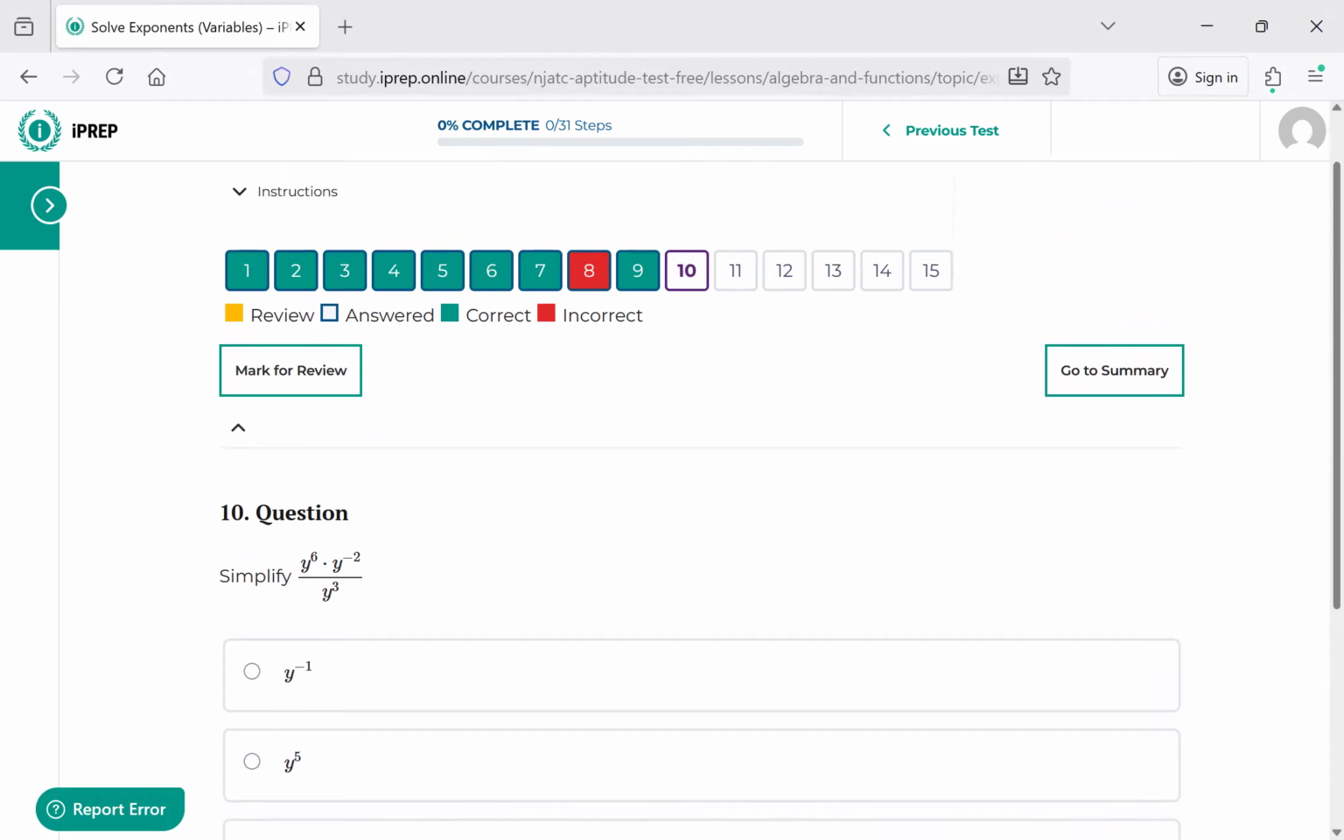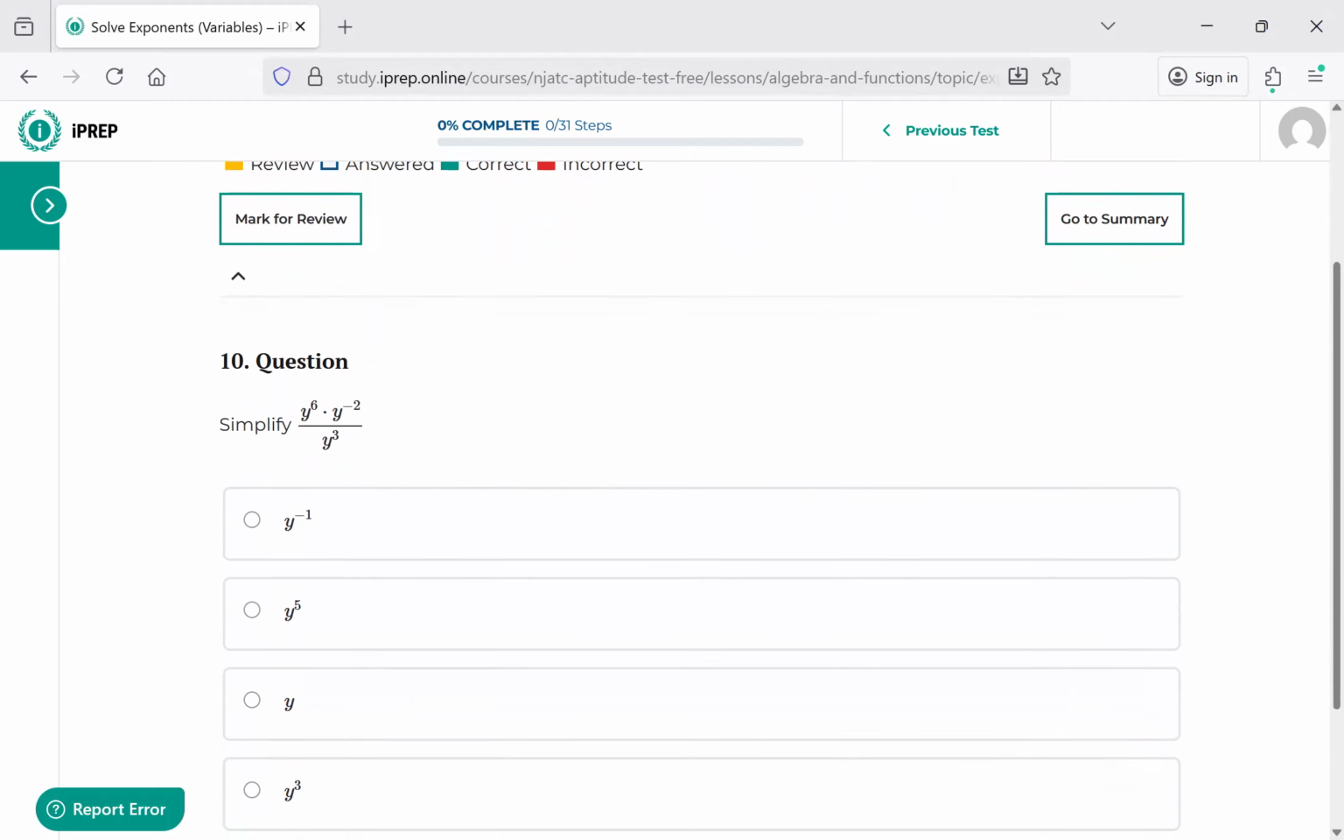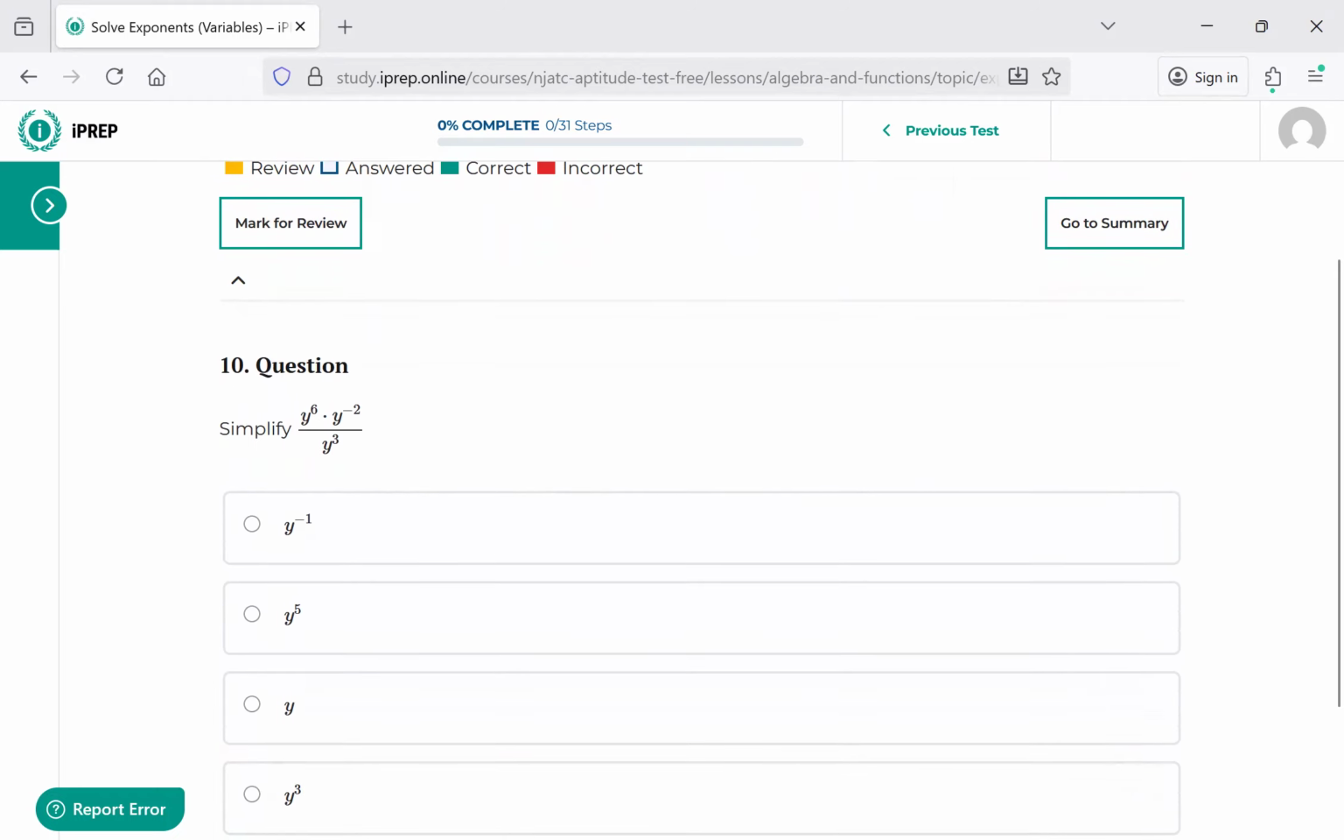Okay, question 10. We have y to the 6 times y to the negative 2 over y cubed. What I would do is simplify. They're all in the base of y, and that's good, right? So I would simplify the numerator and then do the denominator. What is y to the 6 times y to the negative 2?